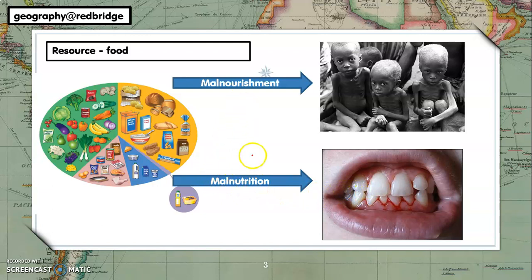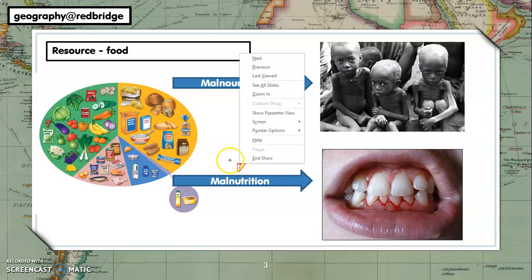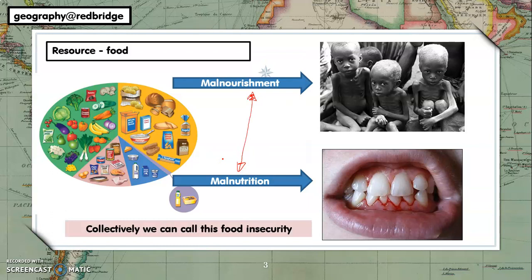You put these two things together: malnutrition quite often goes hand in hand with malnourishment. If you're not getting enough food, then you're not getting the right type of food as well. We can collectively call that food insecurity. What I'd like you to do at this particular stage is make a note of that key term, food insecurity. It is effectively where you're not sure about how much food you can get and whether you're going to get the right type of food. If you need to replay this, just wind it back, but I'm going to pause just for a second.